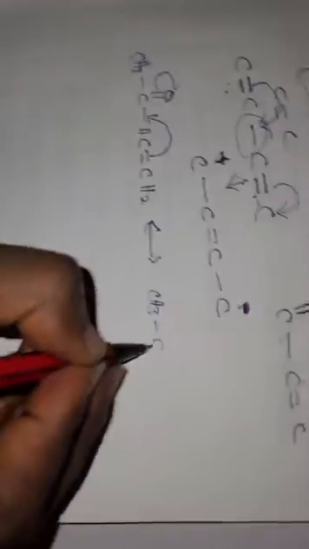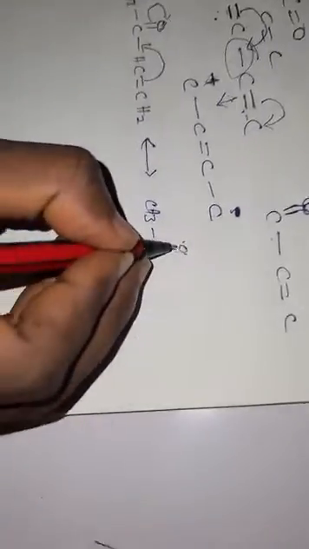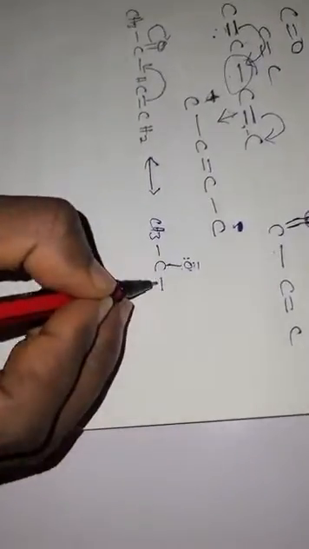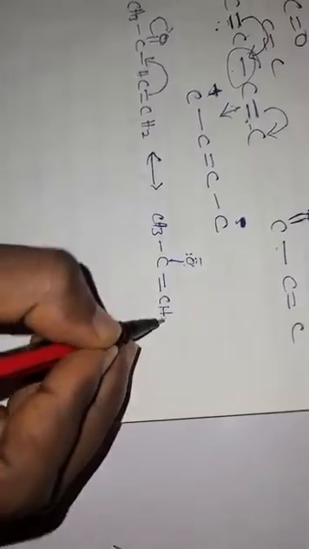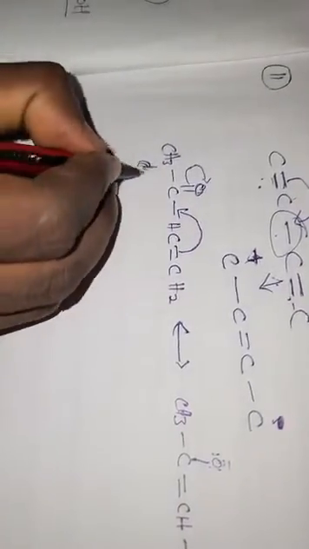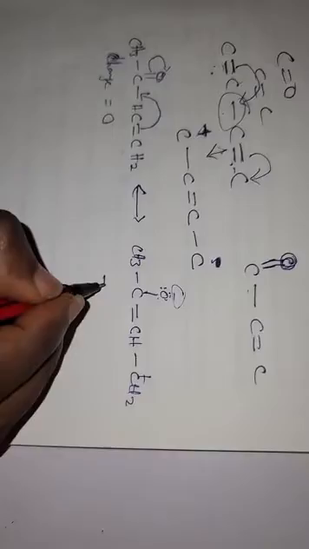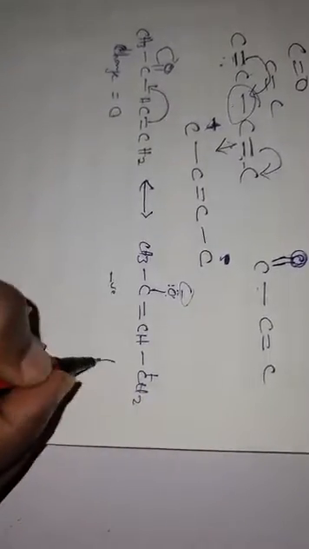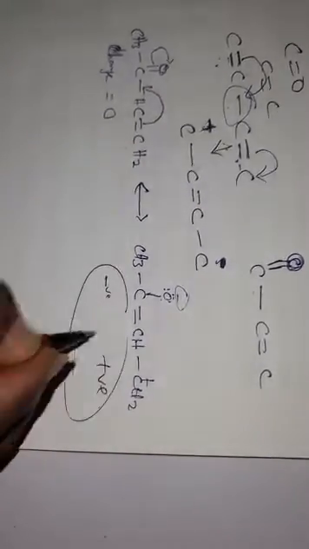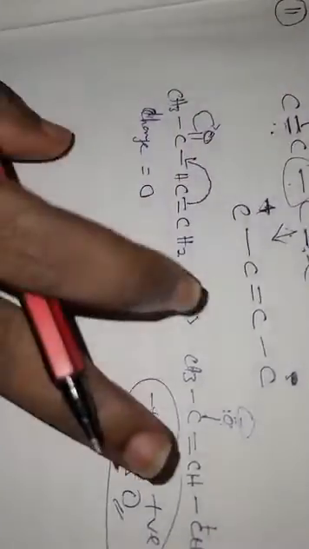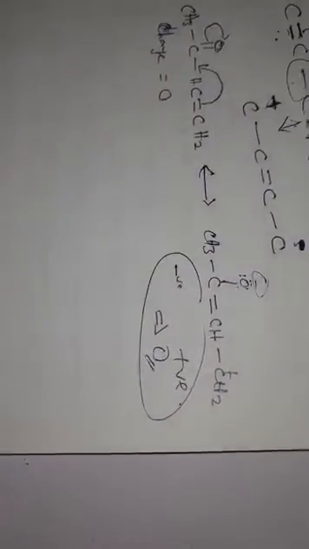So that means we have CH3, C, O minus, then double bond CH, then CH2 plus. Now, if you look at the total charge here, it is equal to 0. There is no charge on this compound. But here we have minus and plus, alternatively equal to 0. So the charges that you started with must be the charges you end with. This is a resonance process.